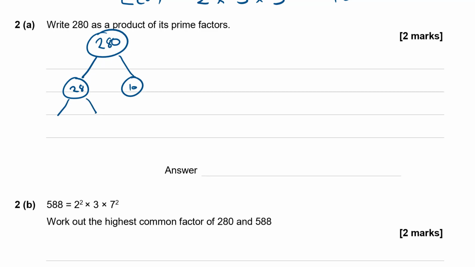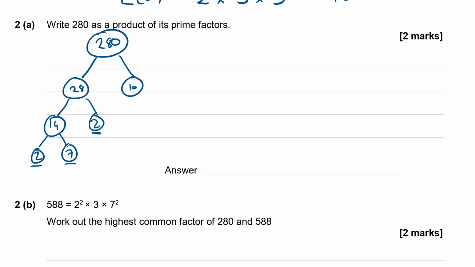So I'm going to break it down. 28 is 2 times 14. So I'm going to write a 2 there and 14 there. Now 2 is prime, so I can stop on that one, but 14 isn't, so I'm going to break that down a bit further. 14 is 2 times 7. Now 2 is prime and 7 is prime, so they're both stopping points.